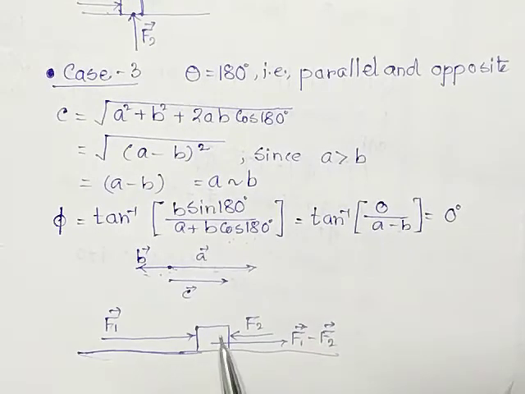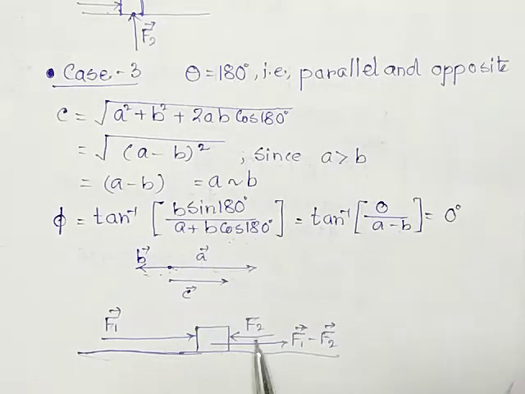Okay, now this is the object. F1 vector, F2 vector act from opposite directions, not equal, they are different in magnitude. So it will be F1 minus F2 vector.